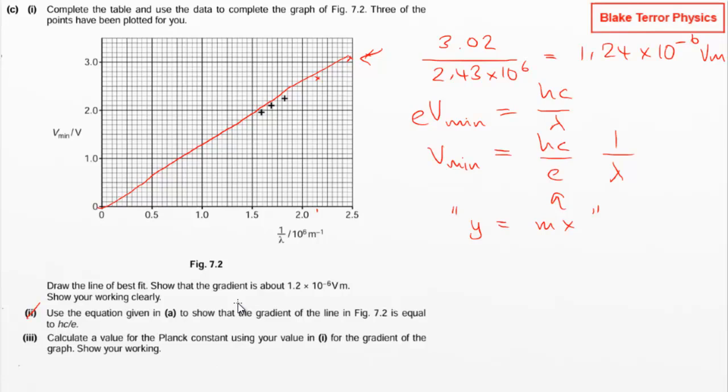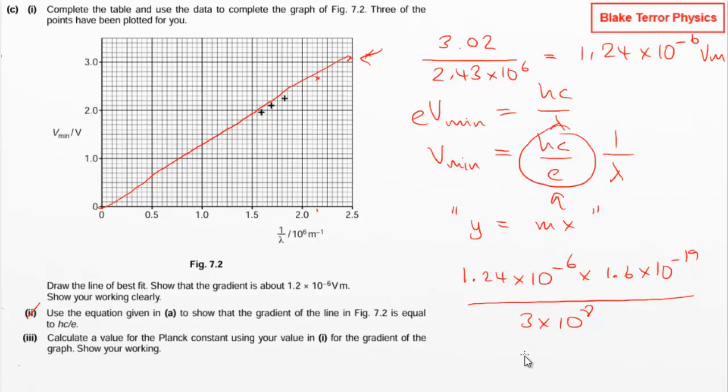Calculate a value for the Planck constant using your value from the previous part for the gradient. Okay, right, so we've got the gradient, and now we just have to take this. So our 1.24 times 10 to the -6, we have to multiply by e, 1.6 times 10 to the -19, and divide by c, 3 times 10 to the 8. And that will give us our Planck constant, because of course that is our gradient, hc over e, giving 6.61 times 10 to the -34.